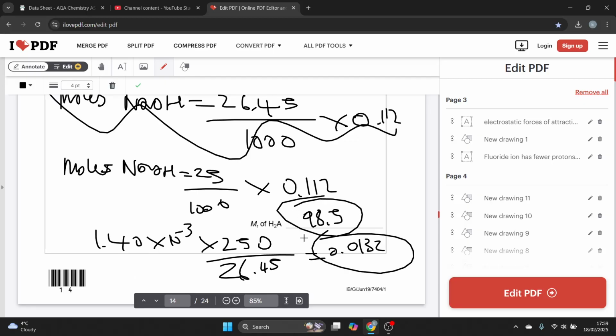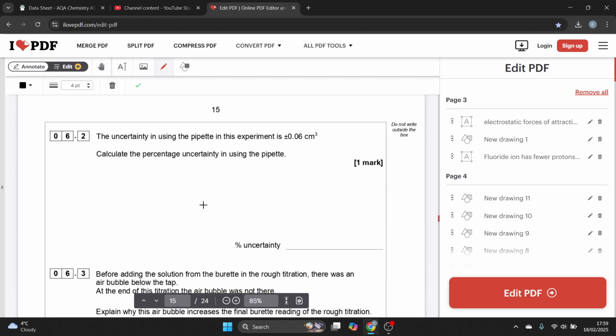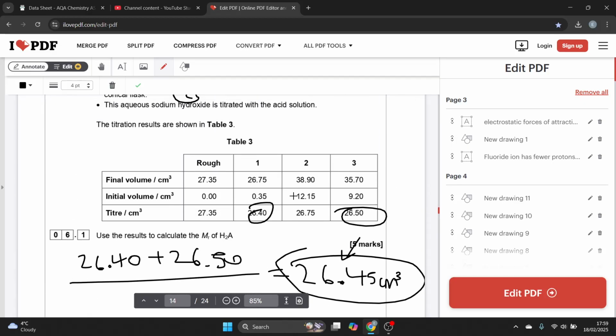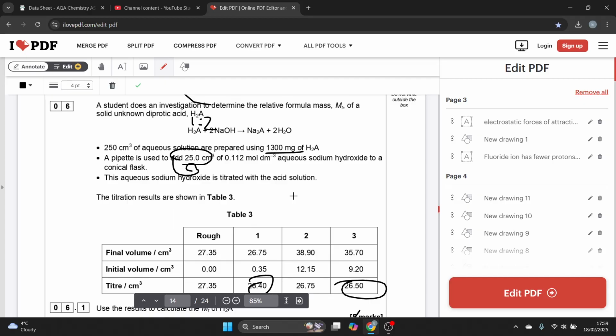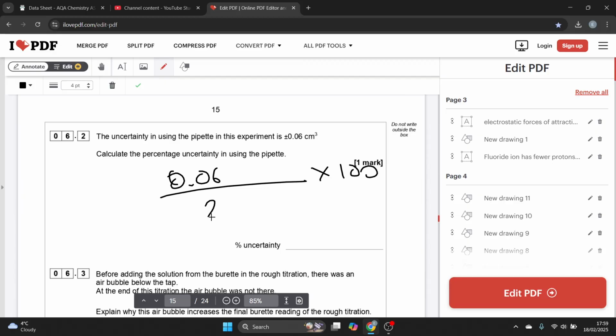That's the MR. Calculate the percentage of certainty using the prepared experiment, which is 0.06. And I know the pipette used is 25 centimeters cubed. That's over 25 then.